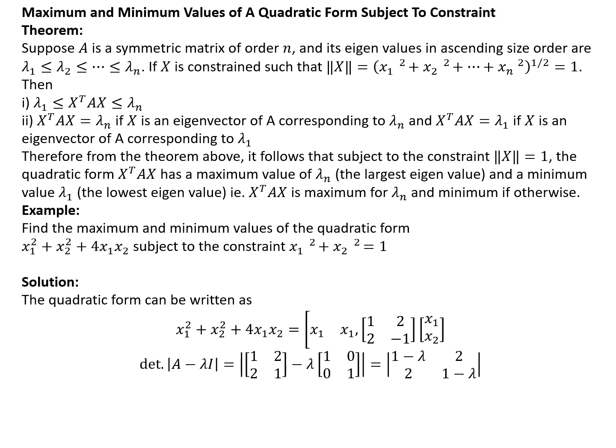So let's look at the example that we have here. Find the maximum and the minimum values of the quadratic form x1 squared plus x2 squared plus 4x1x2 subject to the constraint x1 squared plus x2 squared equals 1. This is the constraint condition, and this is the quadratic form. You start from your quadratic equation.